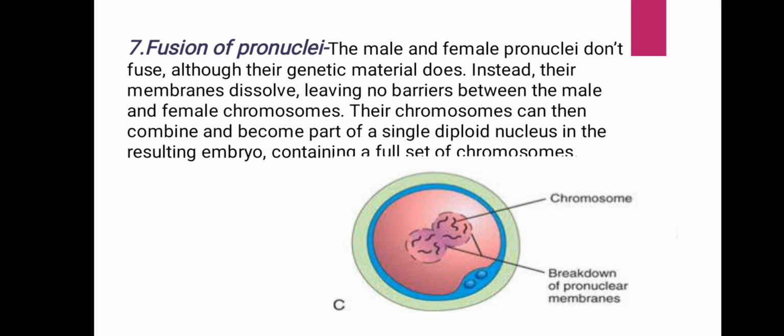Seventh is the fusion of the pronuclei. The male and the female pronuclei don't fuse, although their genetic material does. Instead, their membranes dissolve, leaving no barriers between the male and female chromosomes. Their chromosomes can then combine and become part of a single diploid nucleus in the resulting embryo, containing a full set of chromosomes.